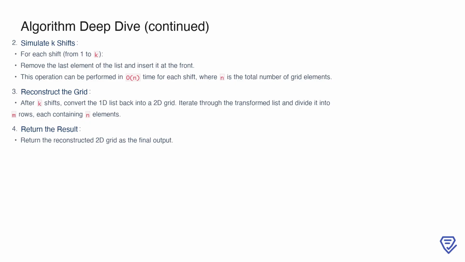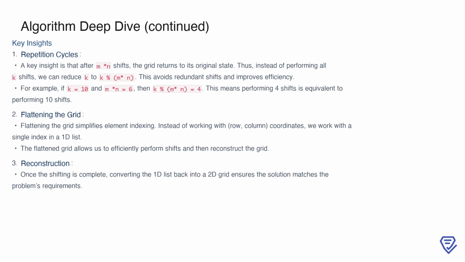We divide the flattened list into m rows, each containing n elements, to recreate the grid structure. The result is the shifted grid in its required format, which is then returned as the solution. To optimize this process, we can leverage a key insight about repetition cycles.